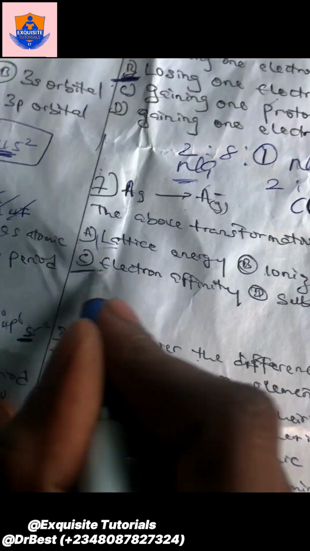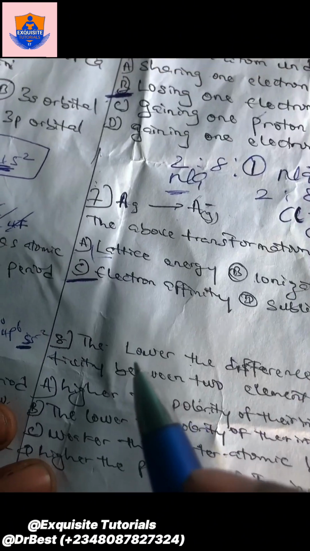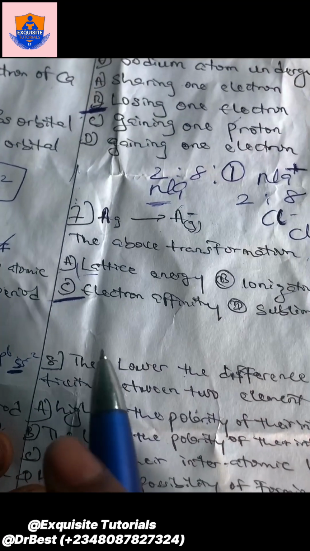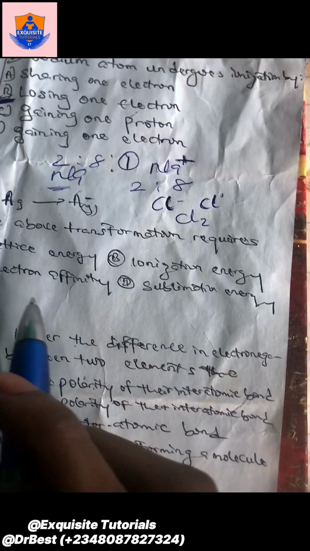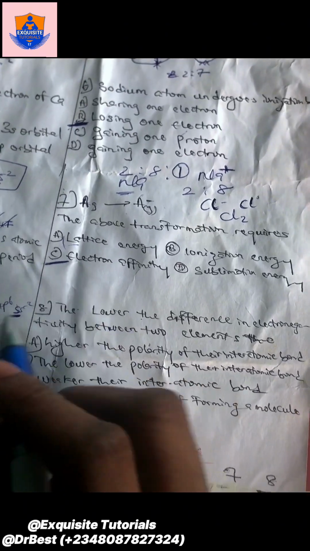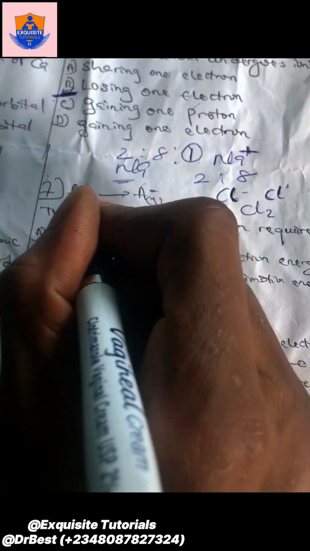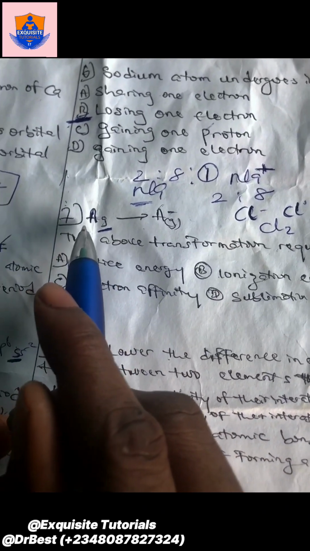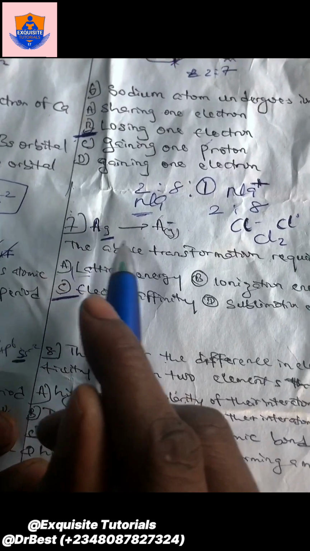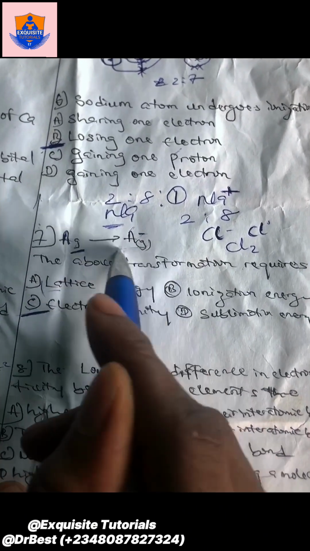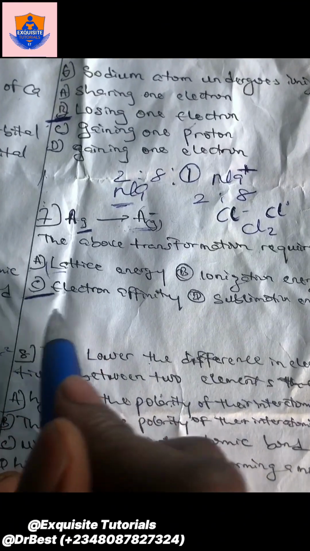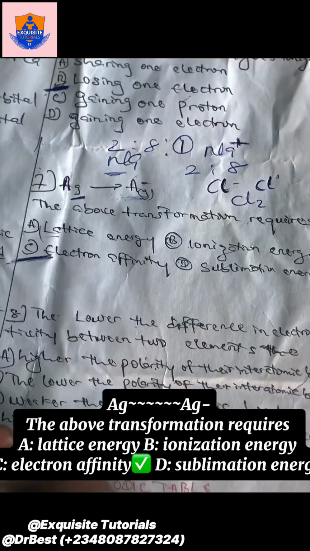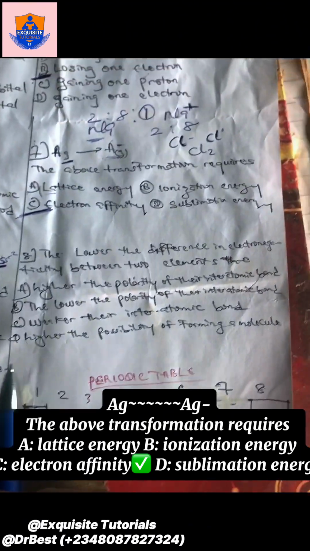Now what is electron affinity, which is our next option? Electron affinity is the energy that is required, or the energy emitted, when an electron is added to a gaseous atom in its neutral state. This shows you that this atom is in its gaseous state. So an electron was added to this atom to form an ion. Which means that the energy needed for this transformation to occur is electron affinity. Now let's go to number 8, the last question here.